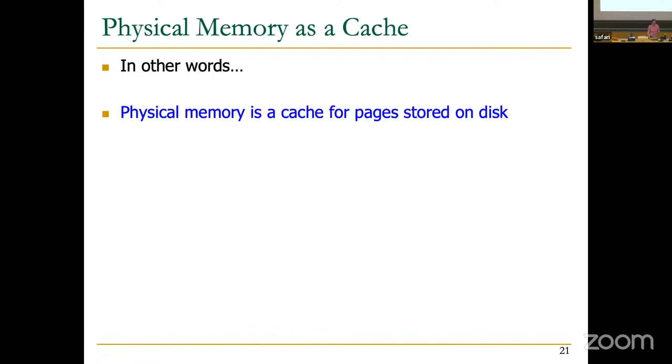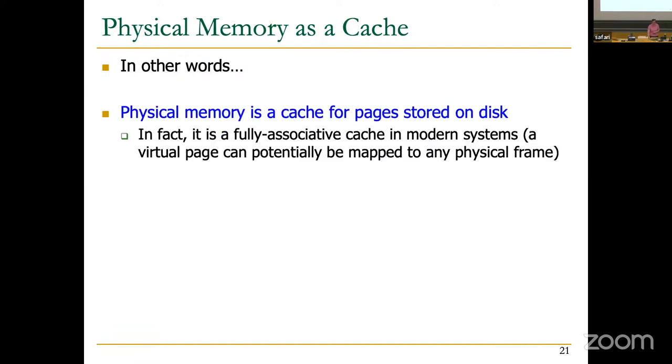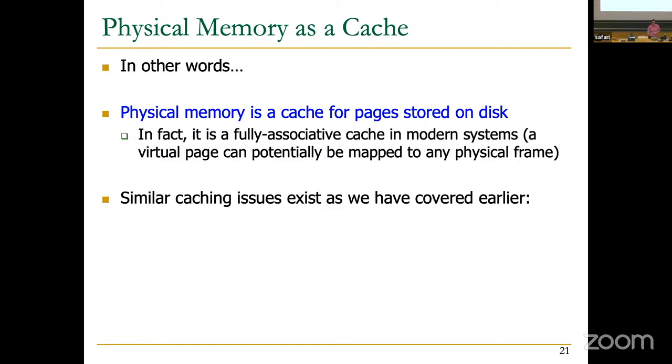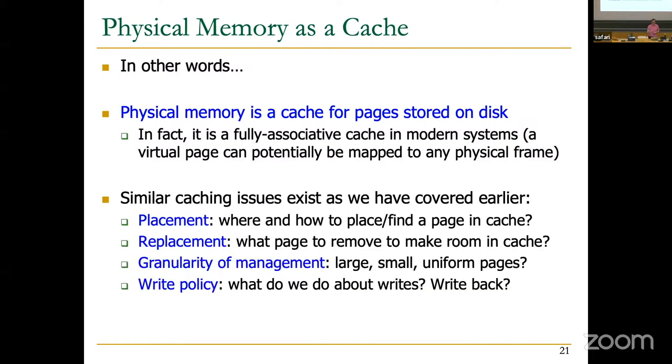So in other words, basically physical memory is a cache for pages that are stored on disk. In fact, it's a fully associative cache in modern systems. A virtual page can be mapped to any physical frame, okay? Similar caching issues exist as we have covered earlier: placement, replacement, granularity of management, write policy. We're going to see some of these again, but we're not going to talk about a lot of these.